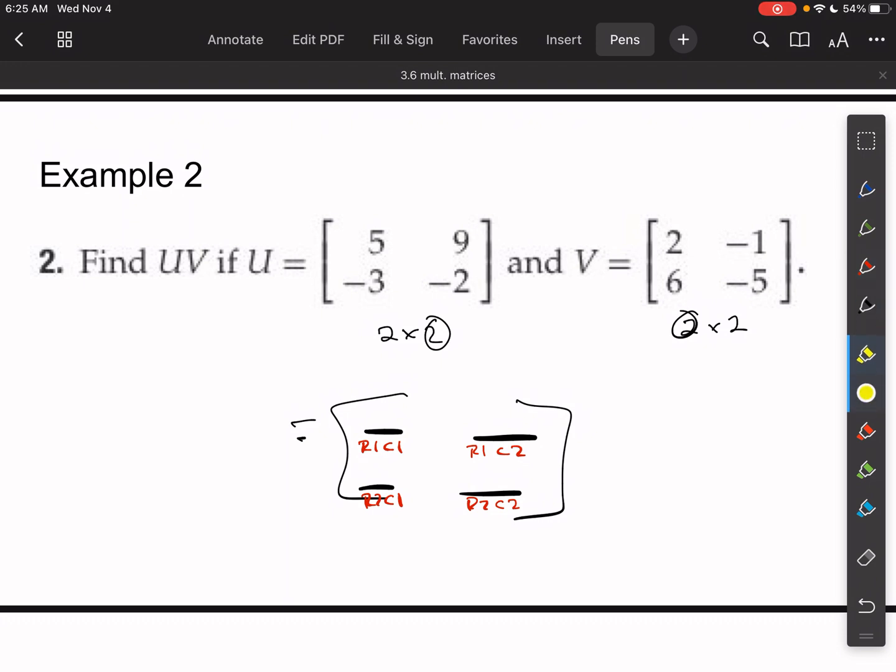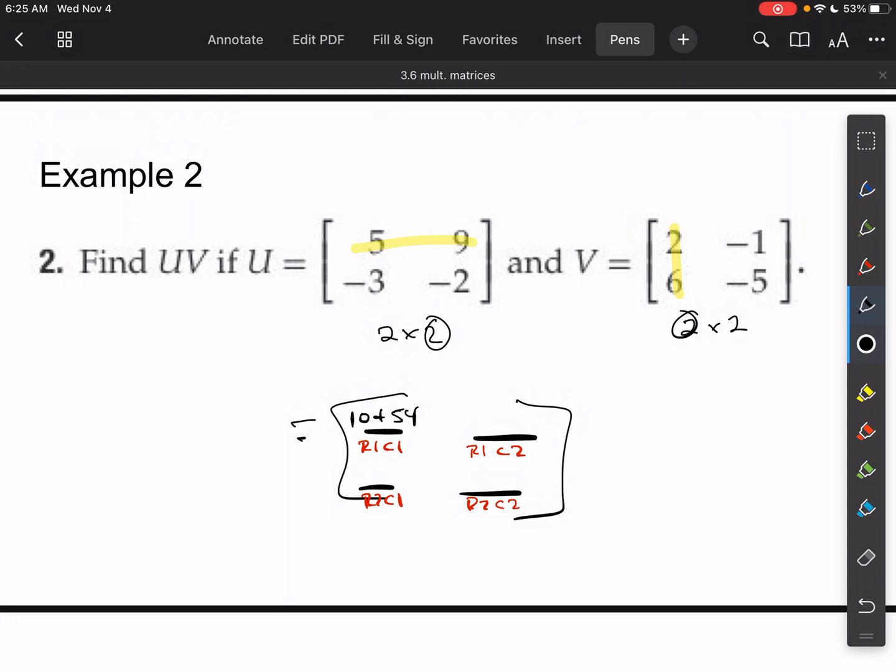So for the first one, I know that I'm going to take row 1 of the first matrix. I'm going to multiply that by column 1 of the second. And then we're going to add our products. So here we go. Let's do this. If we do that, we get 5 times 2, which is 10, plus 9 times 6, which is 54. All right, so I'm just going to show my work and put that there.